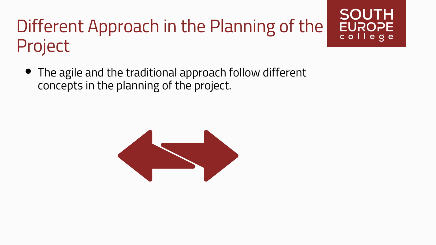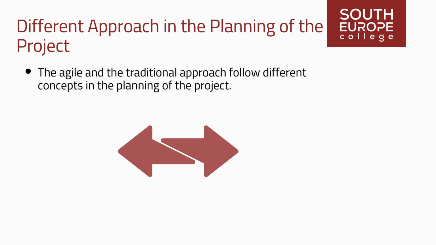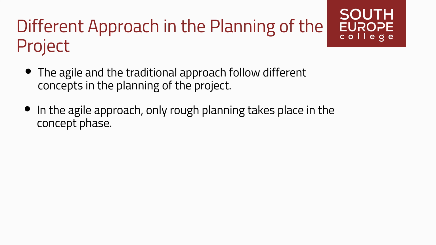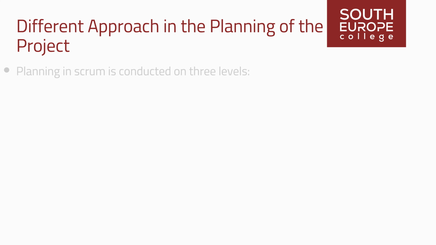The Agile and the traditional approach follow different concepts in the planning of the project. In the Agile approach, only rough planning takes place in the concept phase. Detailed planning is only carried out immediately before the implementation of a sprint. Planning in Scrum is conducted on 3 levels.